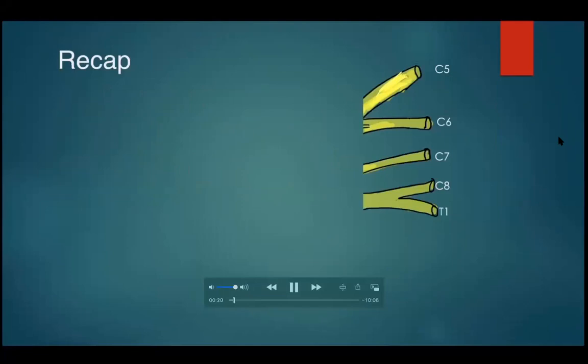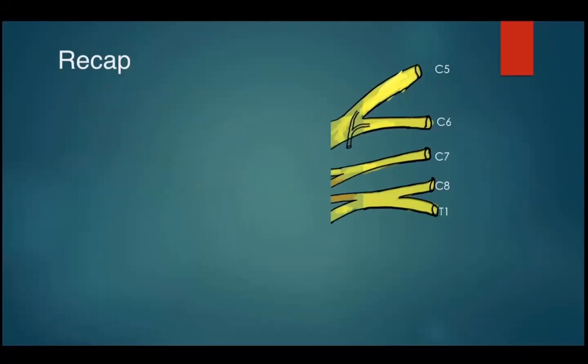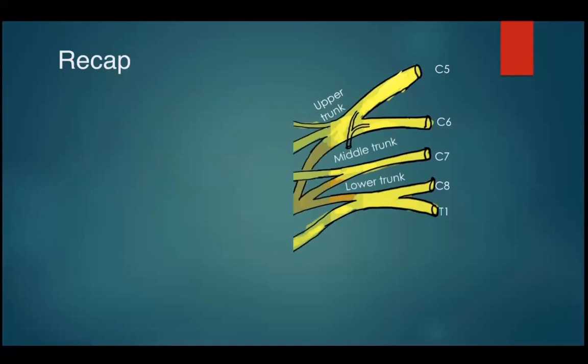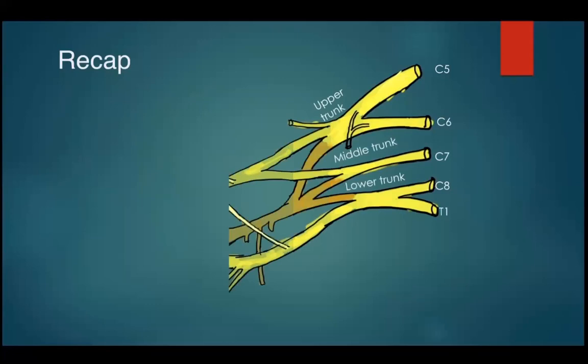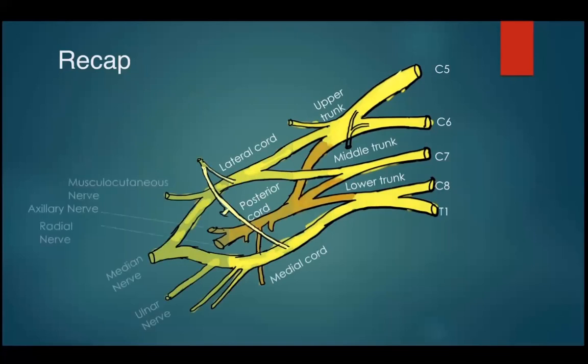Recap. The brachial plexus is formed by spinal nerve roots of C5 to T1. C5, C6 join together to form the upper trunk. C7 continues to be the middle trunk. C8 and T1 join to form the lower trunk. From the upper, middle and lower trunk arise the anterior and posterior divisions. From the divisions arise the cords. From the anterior division of the upper trunk and the middle trunk arises the lateral cord. From the posterior division of all the three trunks comes the posterior cord. From the anterior division of the lower trunk comes the medial cord.